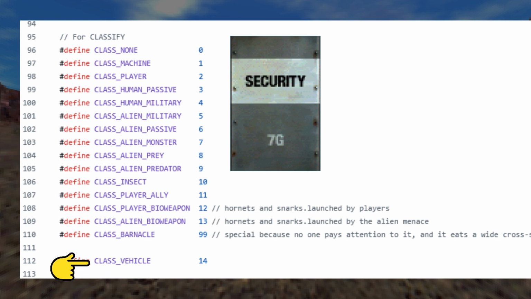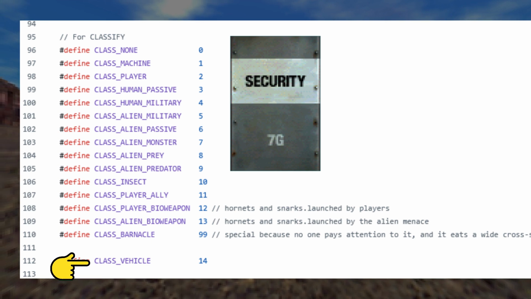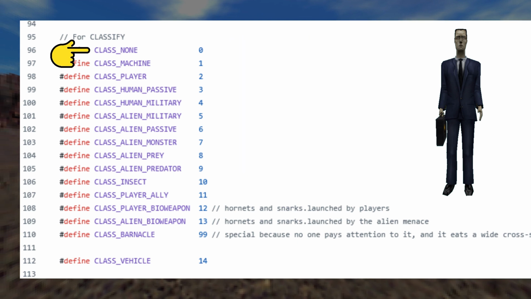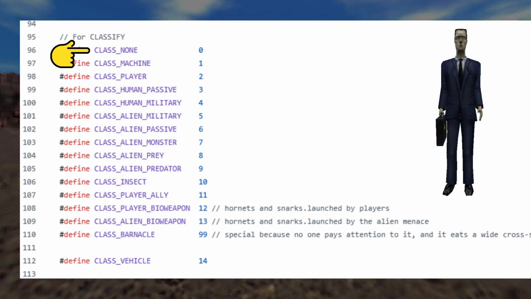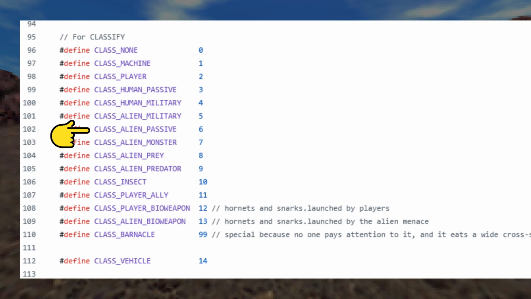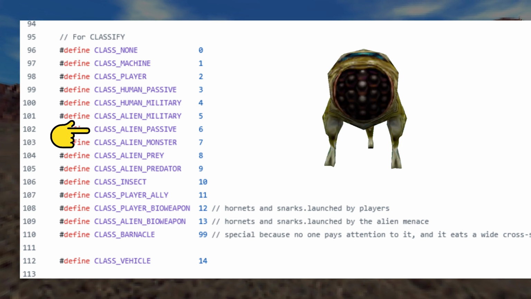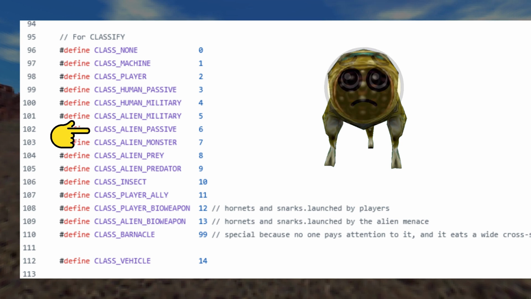Other stuff that isn't a monster, for example doors and buttons, return the class none. Of the proper monsters, only the G-Man returns this class. Of course, class none is a valid index. The class alien passive is actually not used. It seems to stem from the time when the Houndeye was meant to be peaceful towards the player.